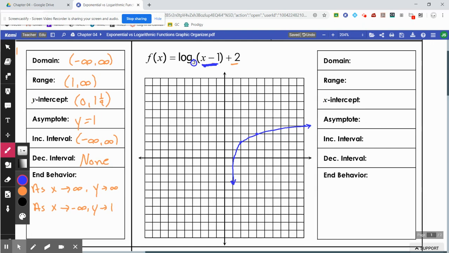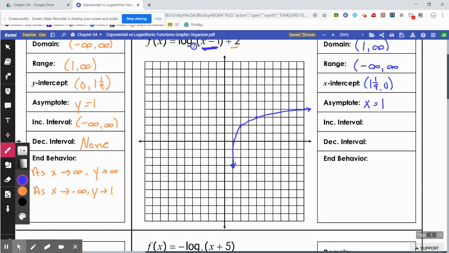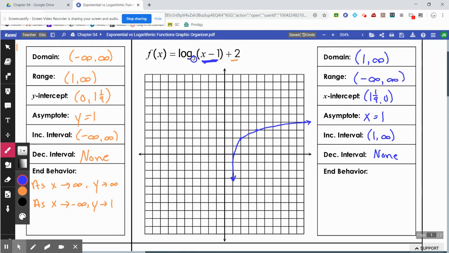Now your domain here, again, notice what happens. Your graph starts at 1 and goes to infinity. The reason for that is because you now have a vertical asymptote at 1. Your range goes down and up forever, negative to positive infinity. Your x-intercept they're asking for now is 1 1/9, comma 0. Your increasing interval, this graph is constantly increasing for the entire life of it from 1 to infinity. It's never decreasing.